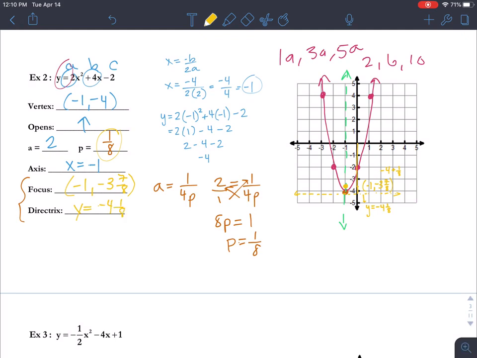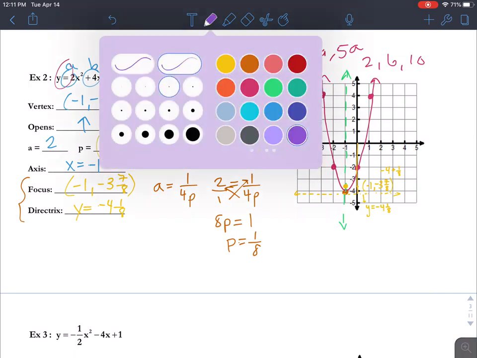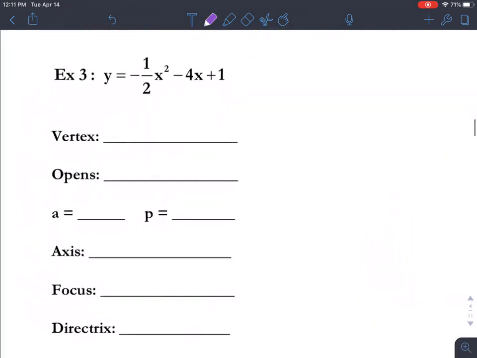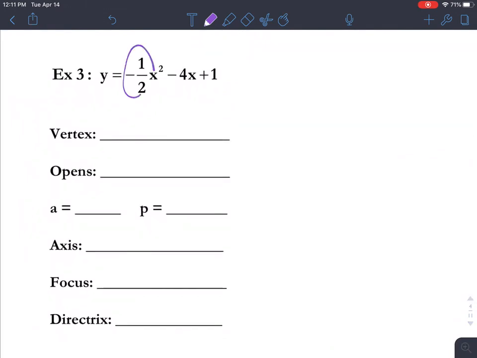Okay, so last couple things to finish up here. I want to look at number 3, and then we'll try looking at the last couple problems, and we'll be done. So take a look at number 3. You could actually figure out some of these things, right? What's the a value? It's -1/2, so it opens down. That's a good start.